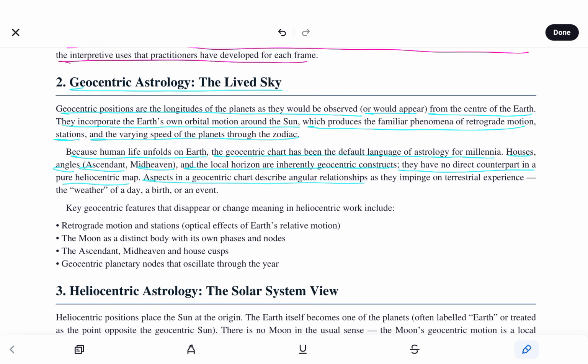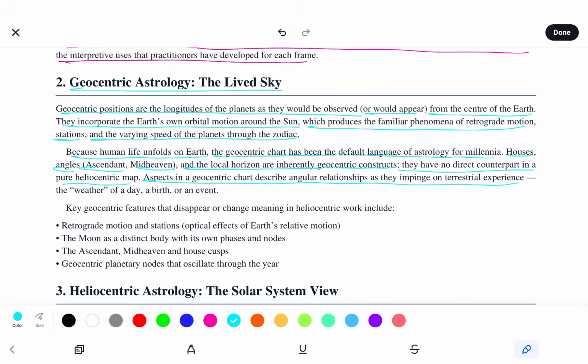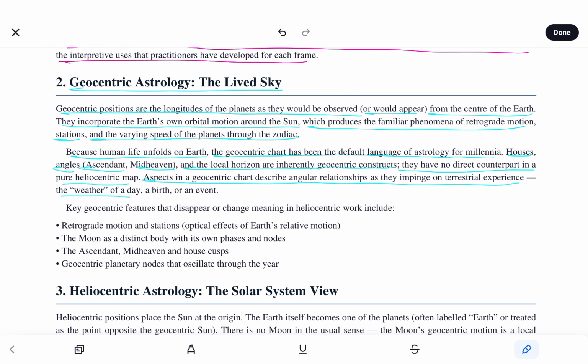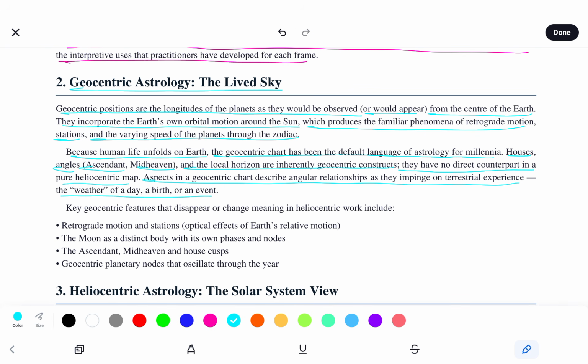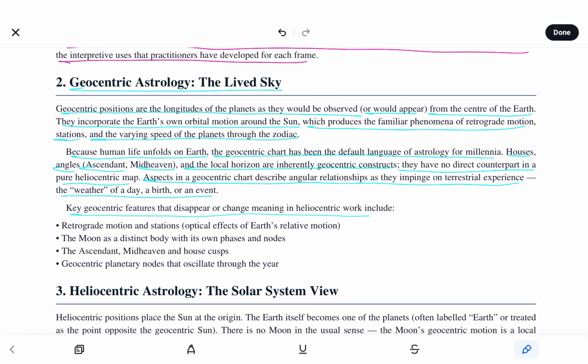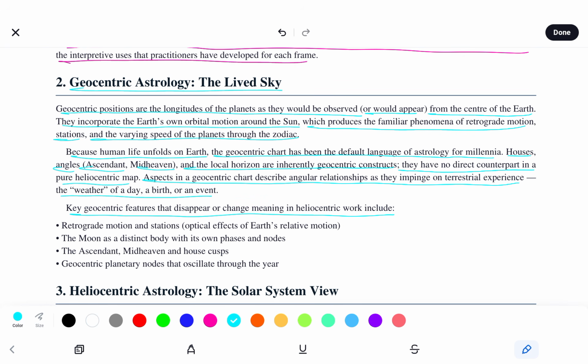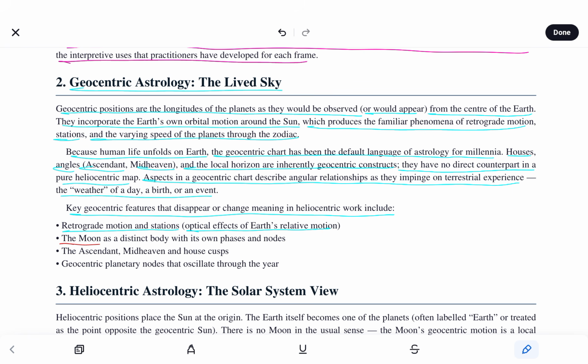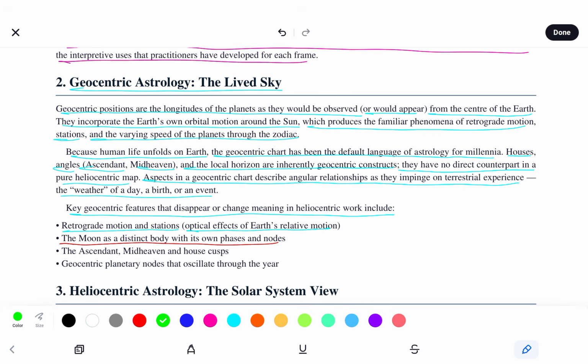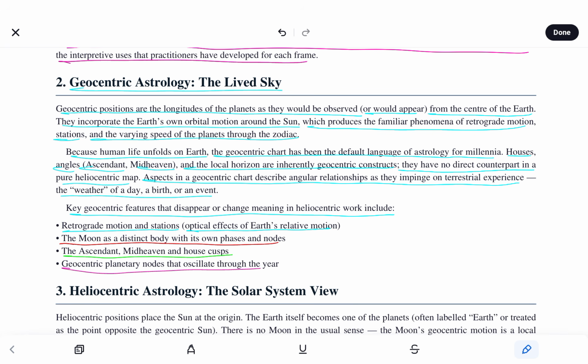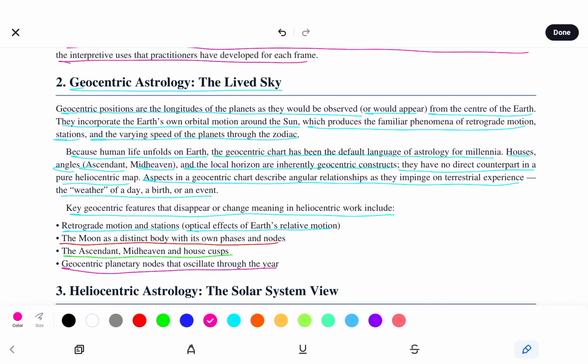Aspects in a geocentric chart describe angular relationships as they impinge on terrestrial experience, the weather of a day or a birth or an event. Key geocentric features that disappear or change meaning in heliocentric work include retrograde motion and stations, optical effects of Earth's relative motion, the Moon as a distinct body with its own phases and nodes, the ascendant, midheaven, and house cusps, and geocentric planetary nodes that oscillate through the year.